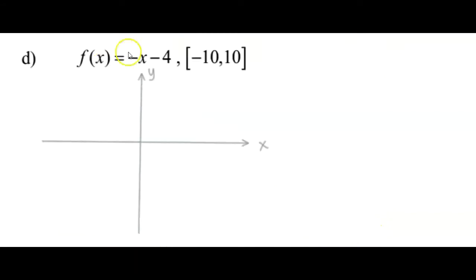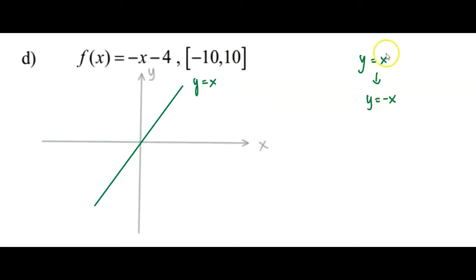This is the answer. For this function, I'm going to sketch a graph, y equals -x minus 4, and the domain is from -10 to 10. Just ignore the domain first. Now we start to sketch the graph for y equals -x minus 4. I will always start my graph from my basic graph, that is y equals x. This is the graph representing y equals x.